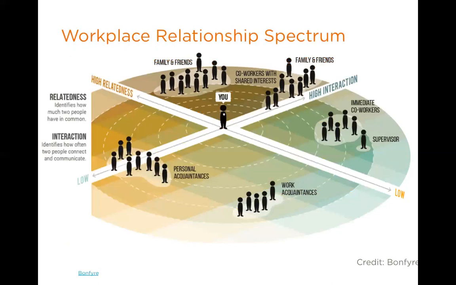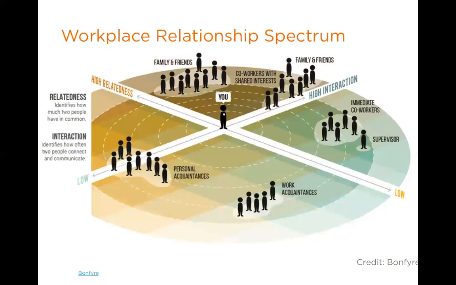We'll move on to the right quadrant, which is high interaction and low relatedness. In this quadrant fall some immediate coworkers and possibly your supervisor. This might be someone you interact with on a regular basis, but not necessarily to find out how much you have in common with them. I might walk down the hallway and see the same person every single day on my way into work, but all I do is say hello. I don't engage in normal conversation, so I don't learn what we might have in common, and we can't really build a stronger relationship.